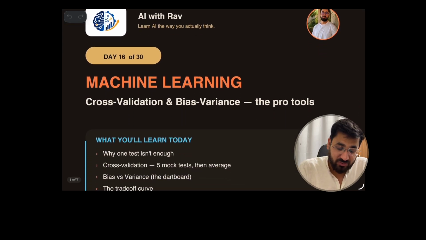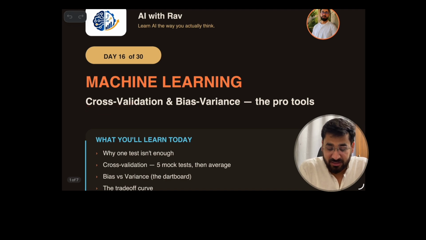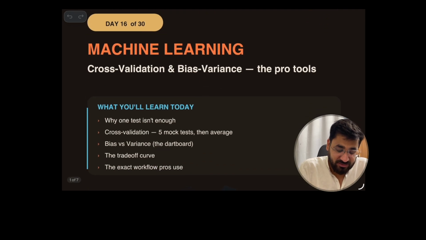What topic we are going to cover is cross validation, bias and variance. It's a pro tool. What subtopics are there? Why one test is not enough? You can agree with me also. And cross validation, bias and variance trade-off, exact workflow, pro use.